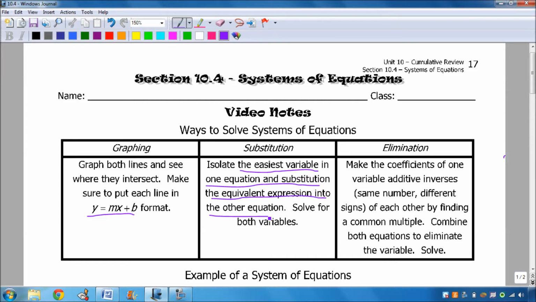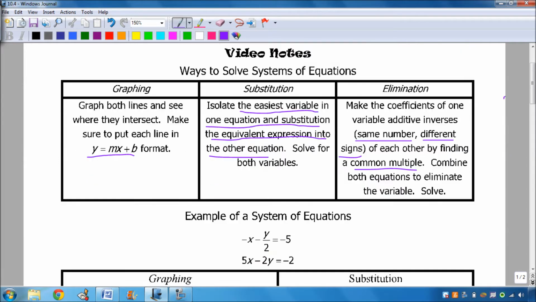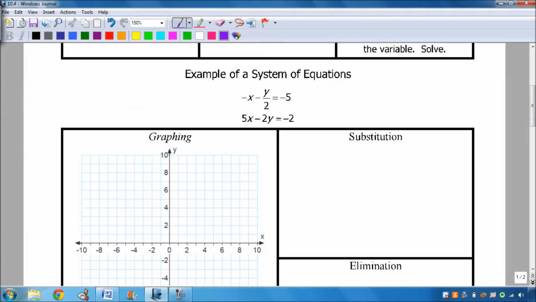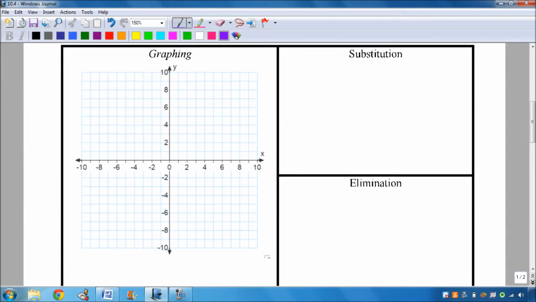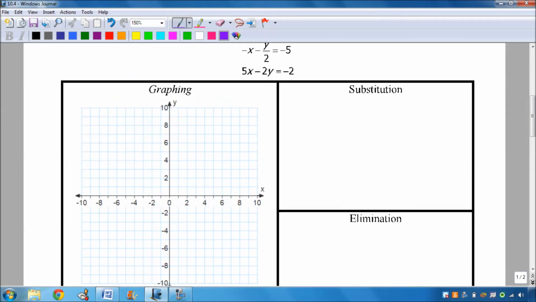And then for elimination, you're going to make the coefficients of one variable additive inverses. So they're going to be the same number but different signs of each other by finding a common multiple. Combine both equations to eliminate the variable and solve. All of this stuff is all review for you. So you should have a fixed graph that was given to you in class to help you guys out with this example that we have right here.